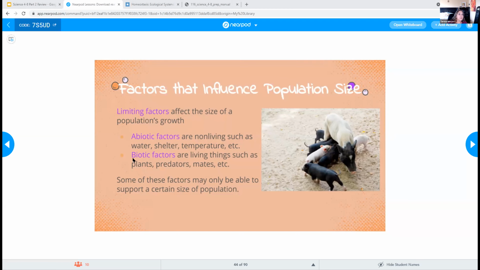So non-living factors and then living factors. Abiotic factors could be the amount of water or shelter or just the temperature of the area that could influence the size of the population. If we have so many plants or predators or mates, that can also affect the size of a population. In some areas, the amount of abiotic and biotic factors may only be able to support a certain amount of organisms, and if it goes beyond that, then it just can't support them, and it could be destroyed or whatnot.